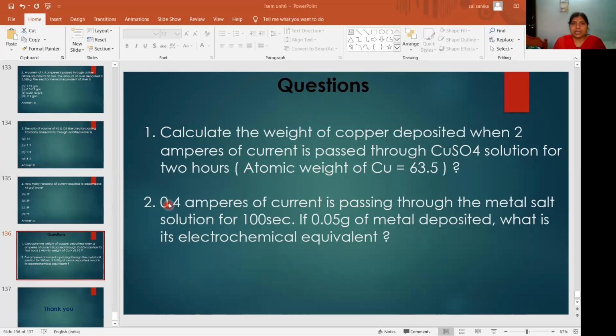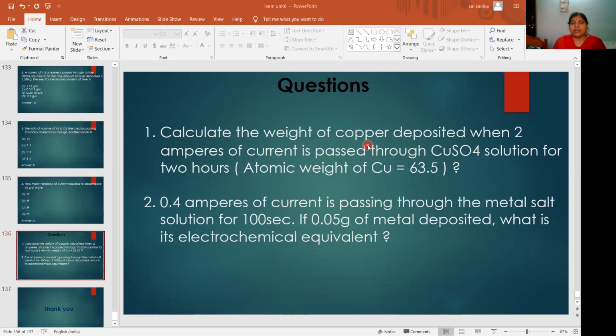If you see here, current is there, time is there, weight is there, and he asked you to calculate E. Then what is the formula? W is equal to ECT. So E is being calculated; bring E outside: E is W by CT. Here, current is given, time is given, and atomic weight is given. If atomic weight is not given, current and time are given, and he asks you to calculate the weight.